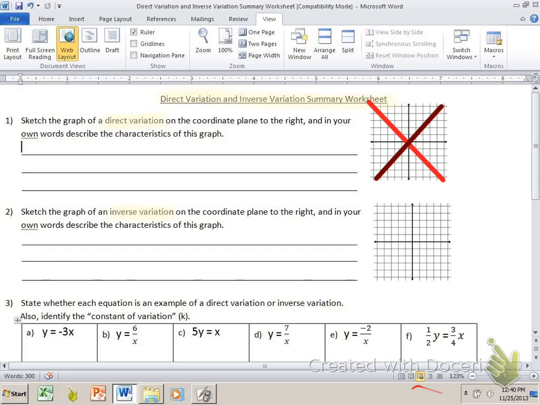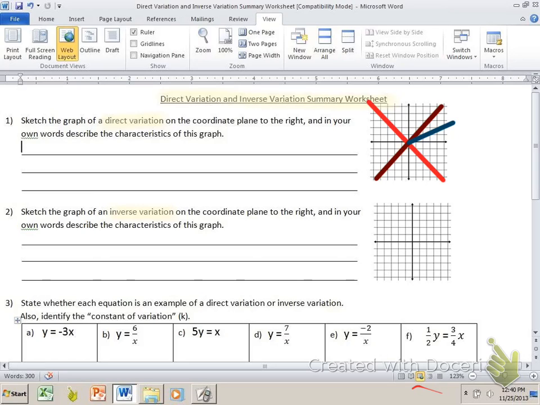And sometimes, depending, it'll only show you one quadrant, usually quadrant 1, and you'll see a line that starts at the origin and then extends out. But as long as it starts at the origin, this is still direct variation. Okay, so graphically, you're looking at a diagonal line cutting through the origin.